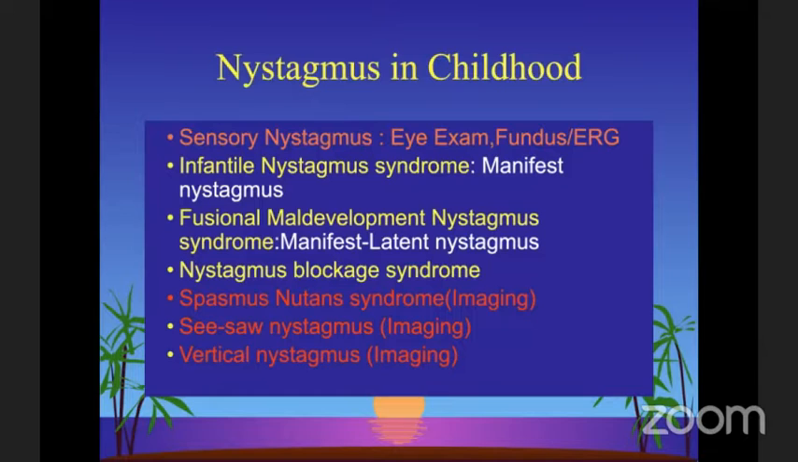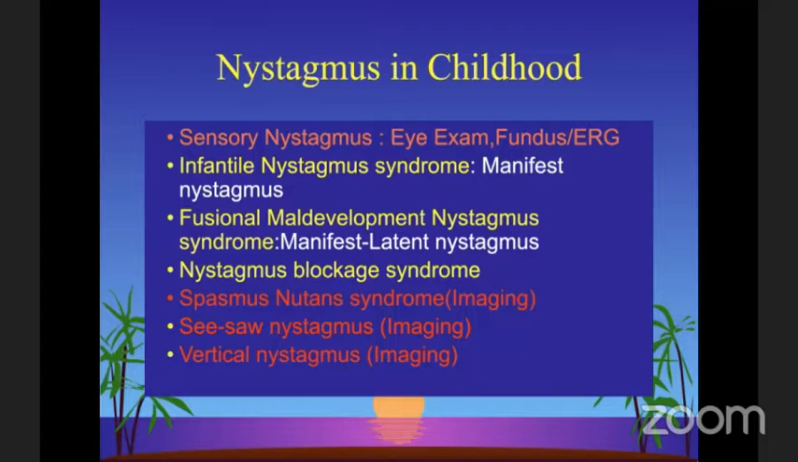The nystagmus in childhood, we will see in these categories. The sensory nystagmus usually requires an eye examination because they would be having some problem in the vision. So look into the fundus, and ERG and other tests may be required. The commoner one that we see is the infantile nystagmus syndrome, earlier known as congenital nystagmus or manifest nystagmus. But mind you, this is not congenital, and we should call it infantile nystagmus syndrome. The second commoner one is the fusional maldevelopment nystagmus, also known as the manifest latent nystagmus. And a third, which is less commonly seen in infancy, is the nystagmus blockage syndrome.